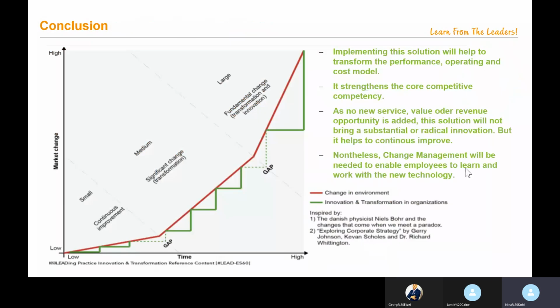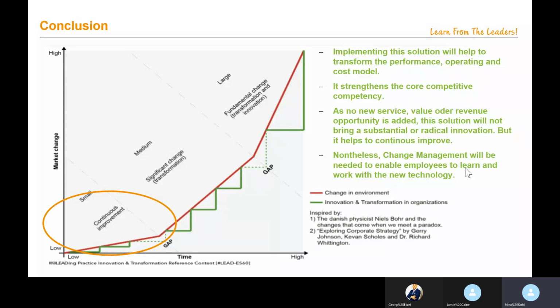So to come to a first conclusion, by implementing the solution, which is image classification on Azure, this will help you to transform the performance, operating, and cost model. It strengthens your core competency. But as there's no new service, value, or revenue opportunity added, this solution will not bring a substantial or radical innovation, but it helps you to continuously improve. Nonetheless, if you implement this new solution, you will need change management to enable employees to learn and work with the new technology.